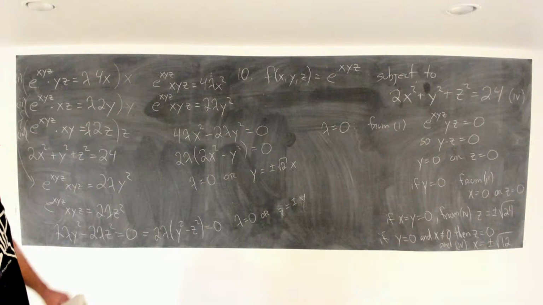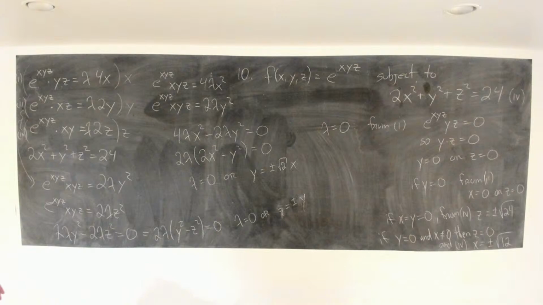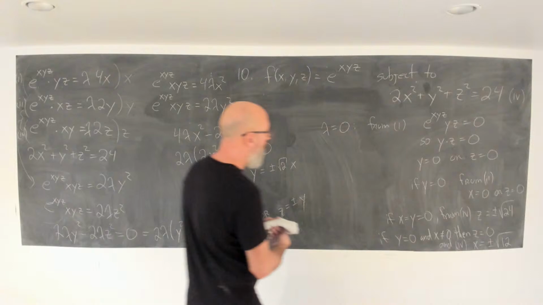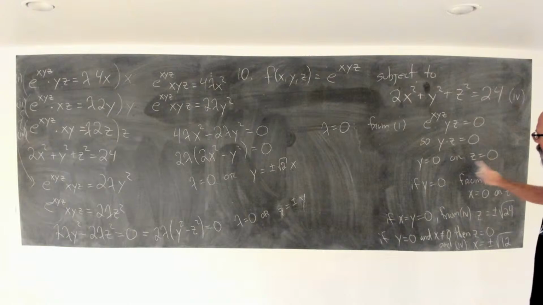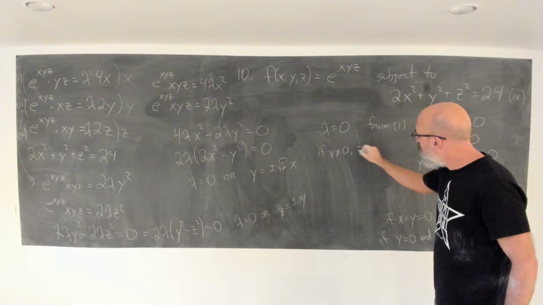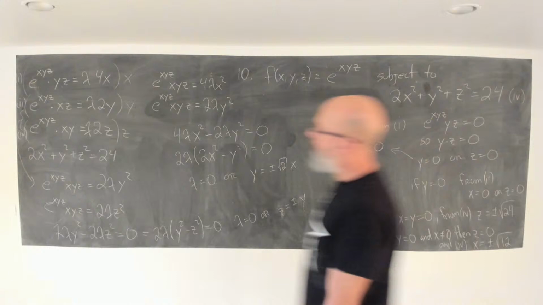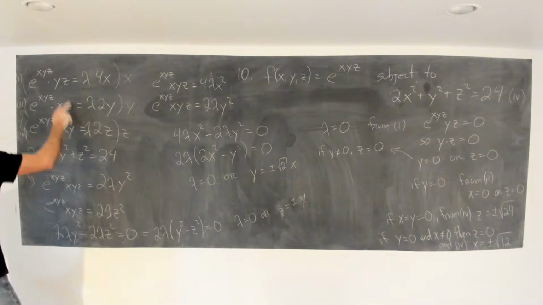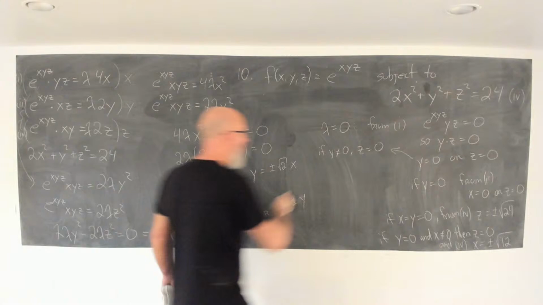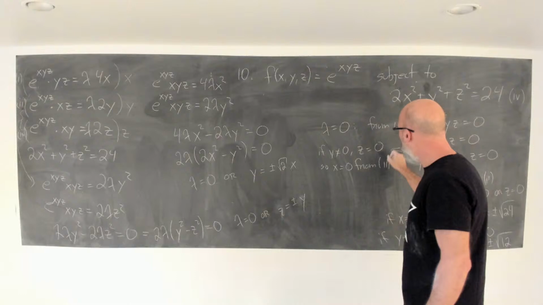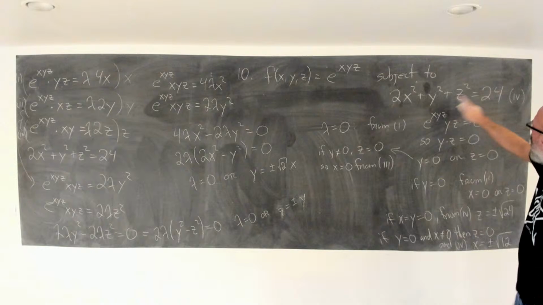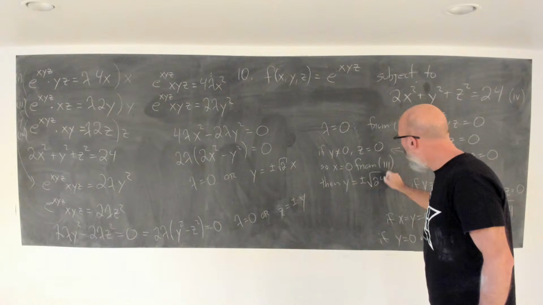And finally, I probably don't want to erase too much here. Let's try to fit that in somewhere. What have we done? We've investigated the y equals 0 business. So if y is not 0, then z has to be 0. And if z is 0, what this is, of course, with lambda equal to 0. So if z is 0, we're fine here. Lambda is equal to 0. Y is not 0, so we need x to be 0 from equation 3. And if x and z are both 0, then y is plus or minus square root of 24 from equation 4.